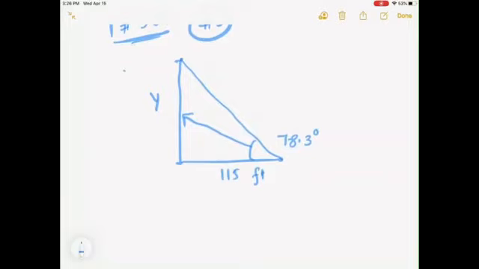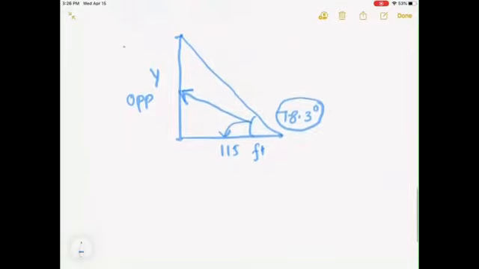Same idea: I'll focus on one angle, which is this angle. I'm looking for the opposite side for this angle, and what I know is the adjacent side. So I'll go for the ratio that has opposite and adjacent both, which is tangent, or tangent or cotangent, whichever one, but I guess tangent is the easiest one. So I'll set this up as tangent 78.3 degrees equals its opposite, which is missing, over 115.